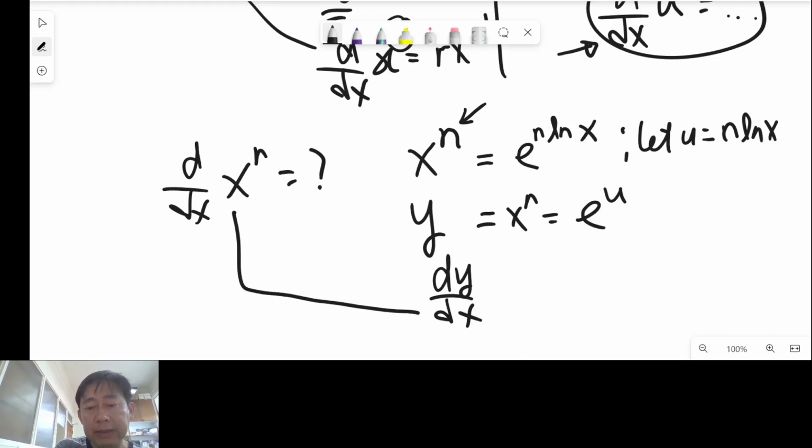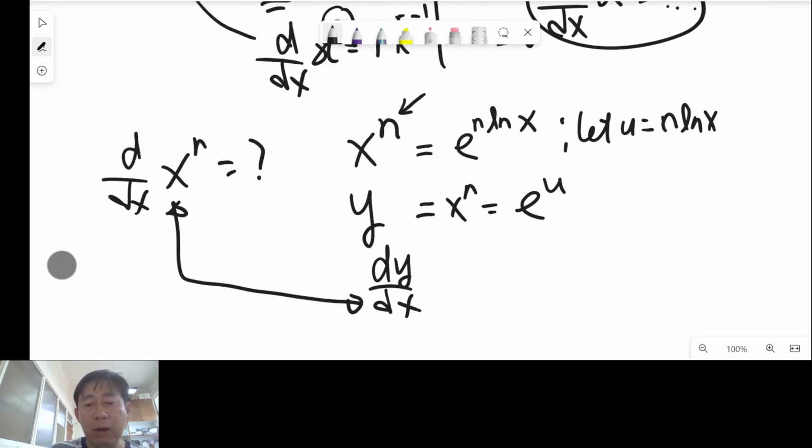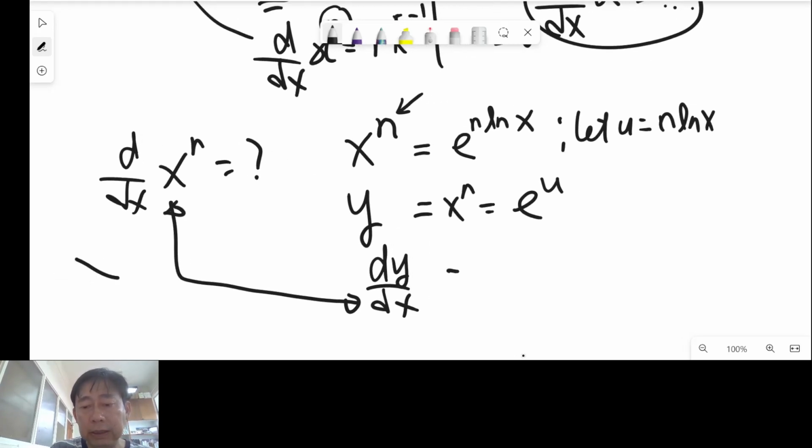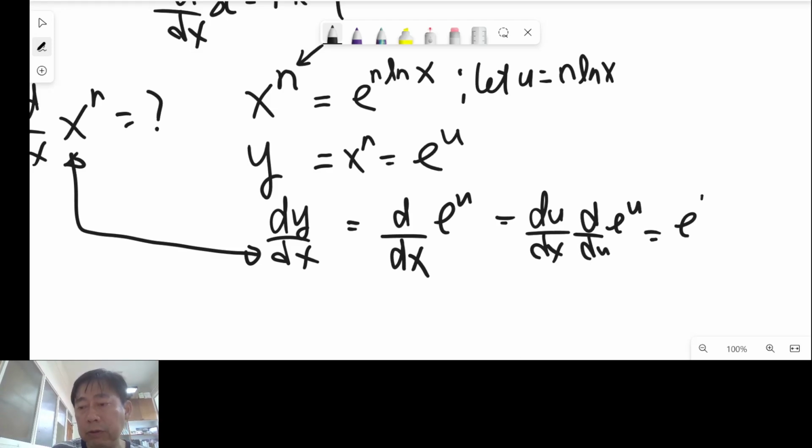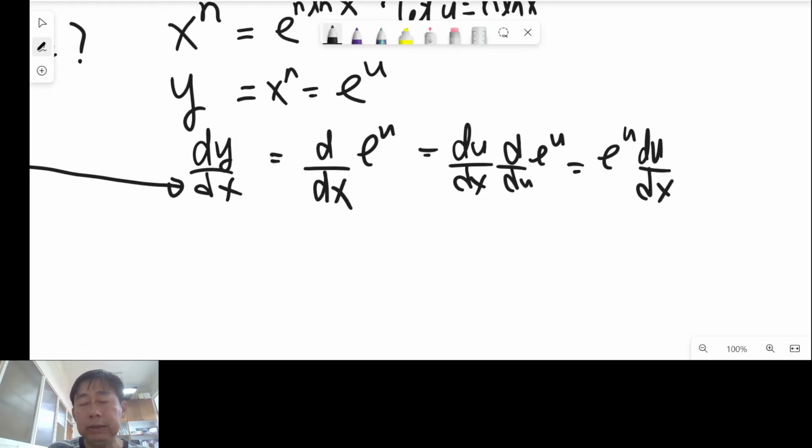So this is the same as asking the same question, d/dx of x^n. The calculation of this is to take the derivative of e^u with respect to x. So the right hand side here is a differentiation of e raised to a general power u with respect to x. Therefore, we apply the chain rule. The chain rule says this is equal to du/dx times d/du of e^u, which is just e^u du/dx. So this is just equal to du/dx times e^u.